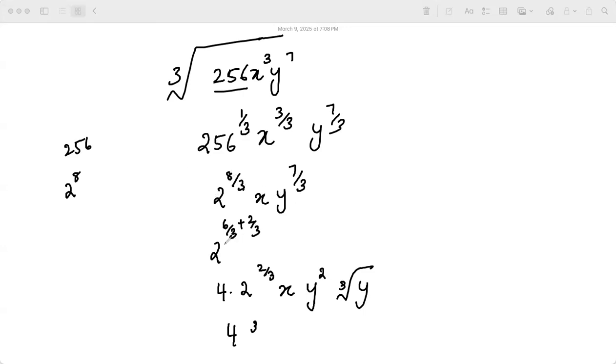Yeah, go ahead. So couldn't you write the y as like y over y to the power of 1/3 instead of cube root of y? Y to the power of?